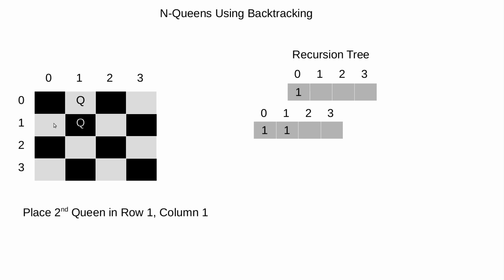So we'll place queen 2 in row 1, column 1. Is the queen safe at this position? No. So we'll explore the next column. Is the queen safe at this position? No. And we'll move to the next column. Is the queen safe in row 1, column 3? Yes, because it's not in the same row, same column, or same diagonal as queen 1. So this is a safe position for queen 2. So now let's try to place queen 3. So we will move to the next level.